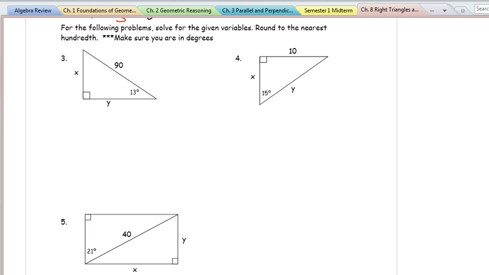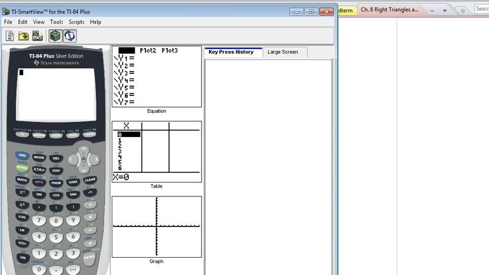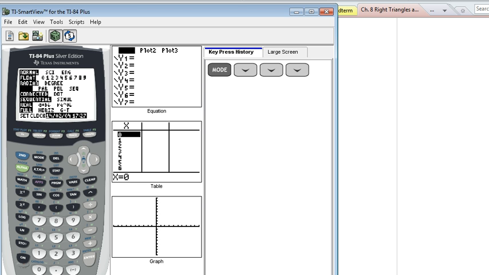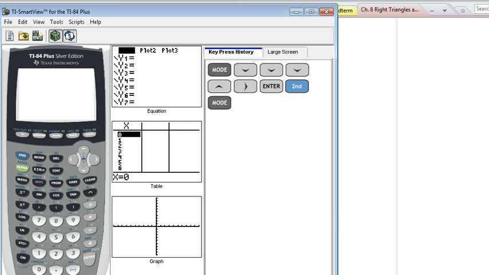First thing you need to do on your calculator, whether it's this kind of calculator or something similar, go to mode. Where it says radian and degrees, we won't use radian at all this year. We need to put that in degrees. Okay, so make sure you hit enter on degree and leave it on there. Make sure that's the one that's flashing. Hit second mode to get out.